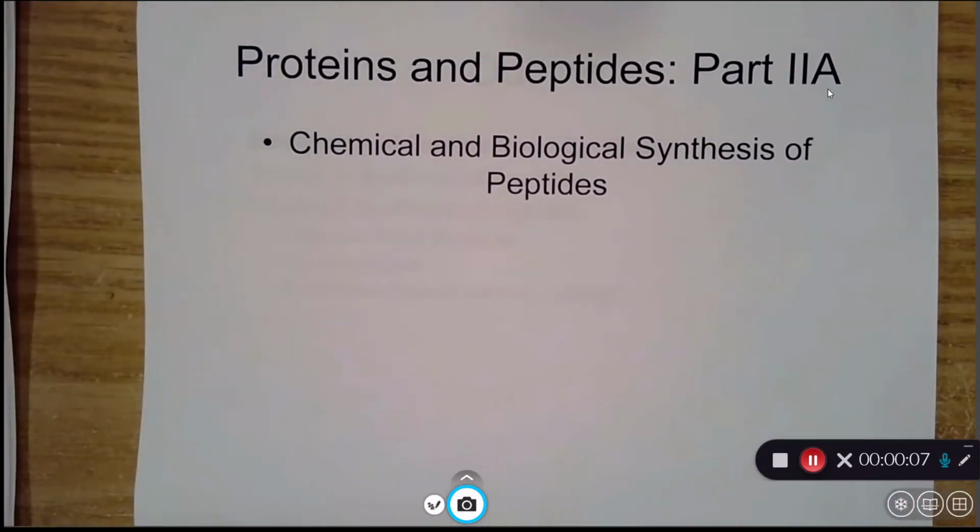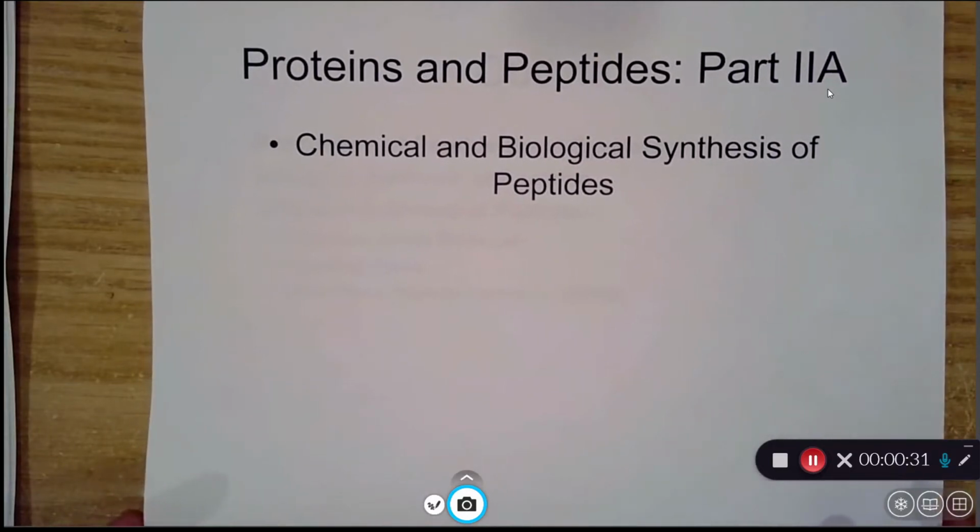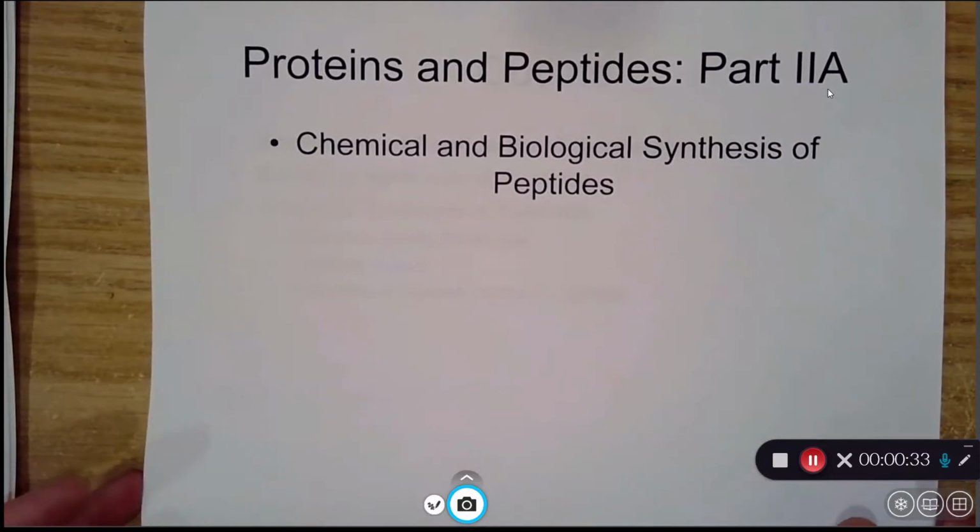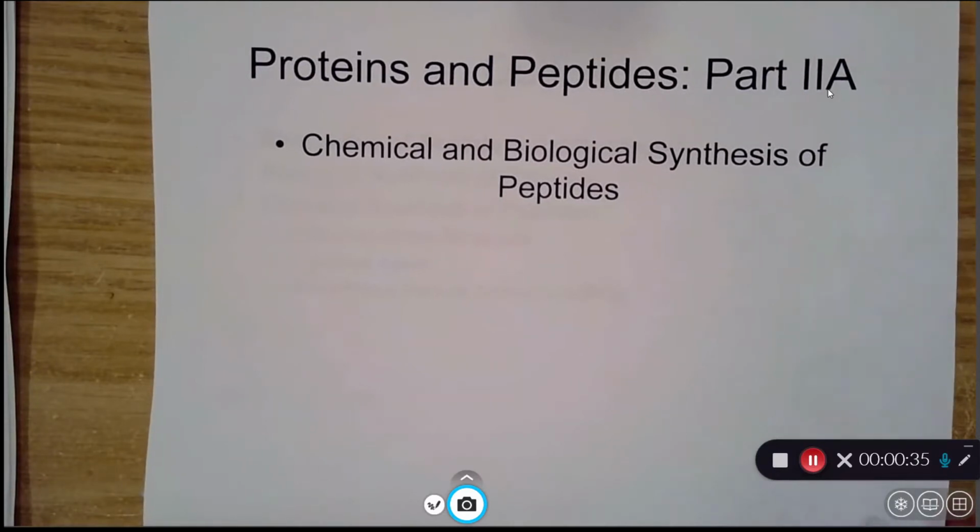We're going to be starting part two of proteins and peptides, and this unit and module is going to be focused on the chemical and biological synthesis of peptides. So from part one, where we looked at the amino acid units themselves, now we're going to be talking about larger and larger molecules, which are peptides and which are comprised, as you know, of amino acids.